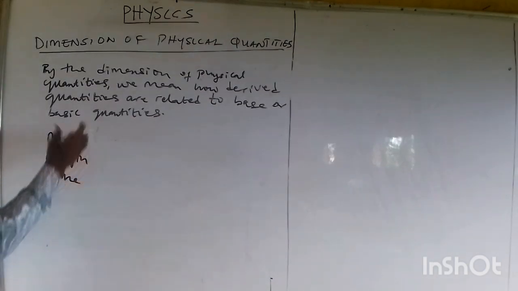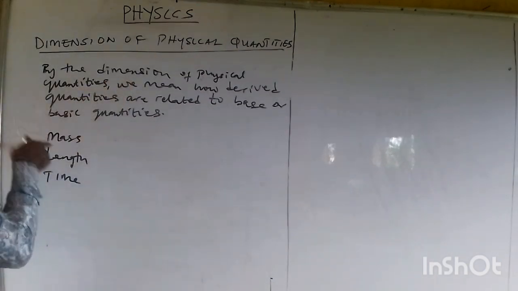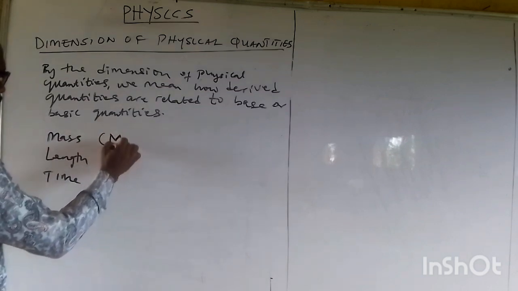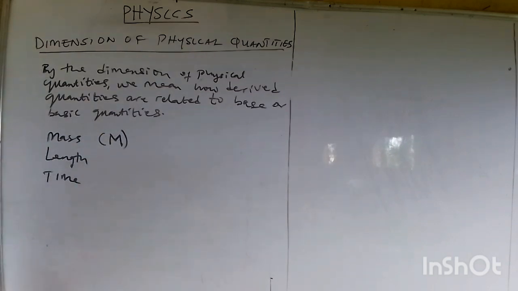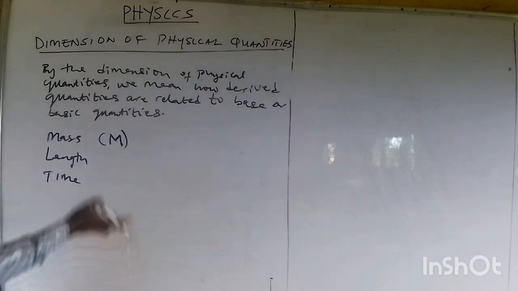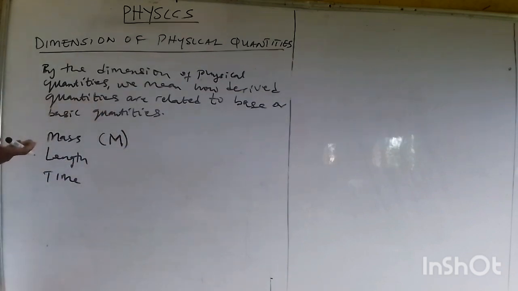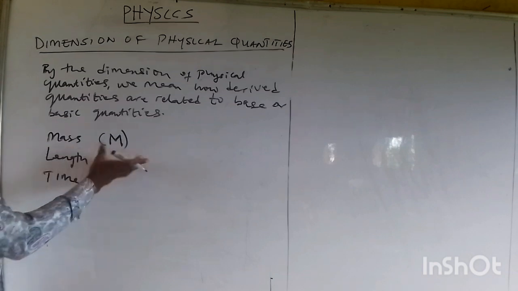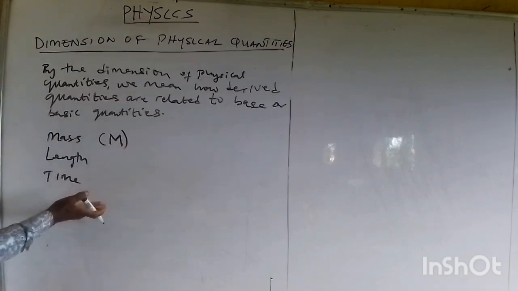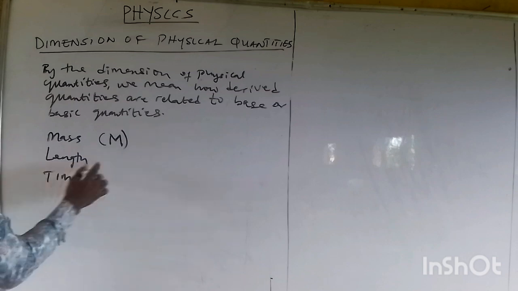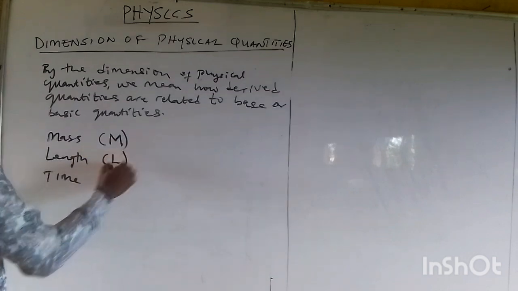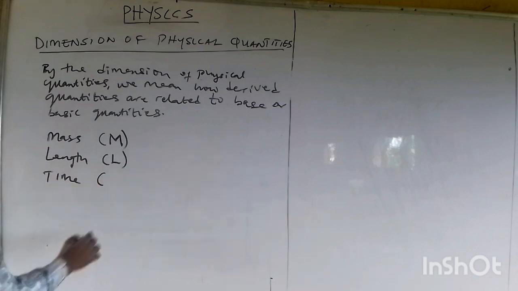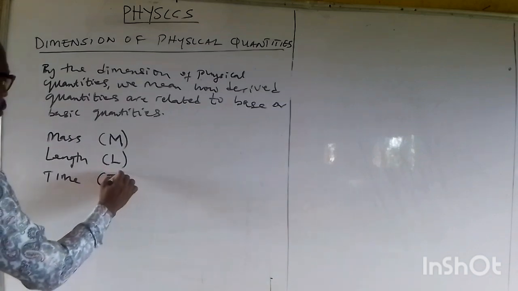Now, the dimension for mass is capital M. We're not discussing the SI unit. Of course, we know that the SI unit is kg. But by dimension, we want to represent them. These 3 are the base quantities. The dimension for length is capital L, while the dimension for time is capital T.